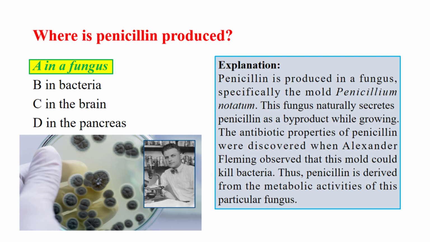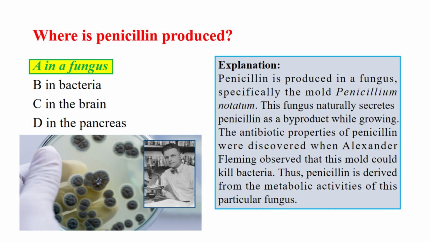In a fungus. Let's break it down. Penicillin is produced by a mold called Penicillium notatum. This fungus naturally produces penicillin as a byproduct of its metabolism. Alexander Fleming discovered this in 1928 when he observed that the mold could kill bacteria. Now, let's explore the other options.